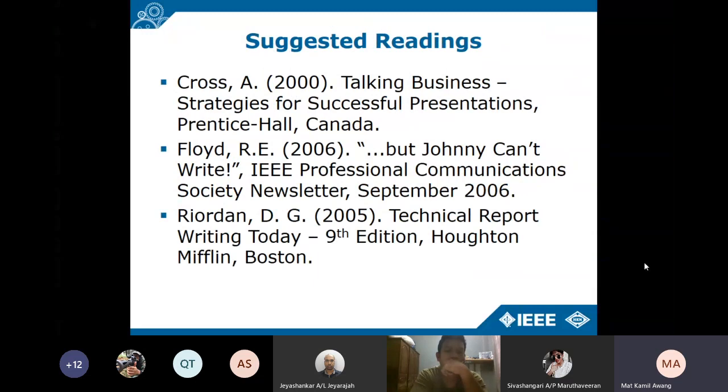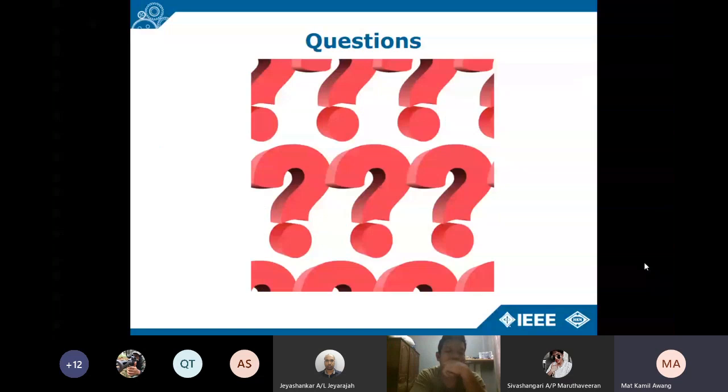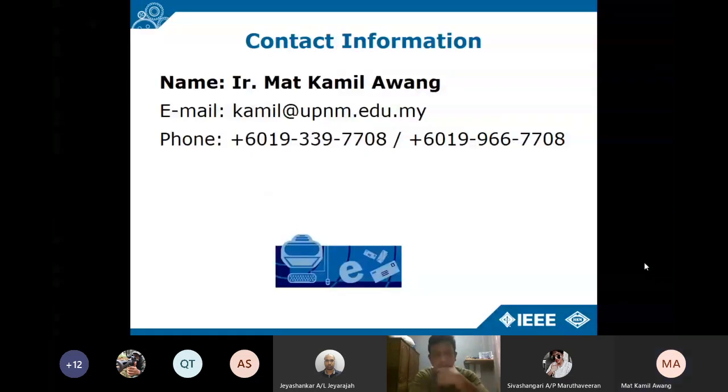Okay, so that is actually the tips on the engineer as communicator. Effective communication skills are required if you want to be successful in your academic or workplace life. The three academic communication requirements are reports, presentations, and papers. Always start with the template or format required by the professor. So you plan, you practice, and refine when it comes to your communication, and continue to explore options to improve your communication skills. So that is actually the brief on how important the engineer as communicator is. Okay, any question on this?